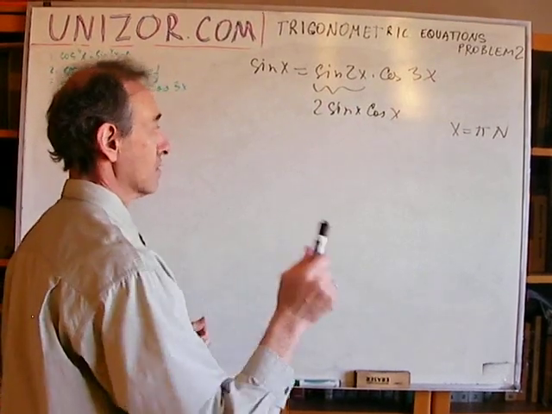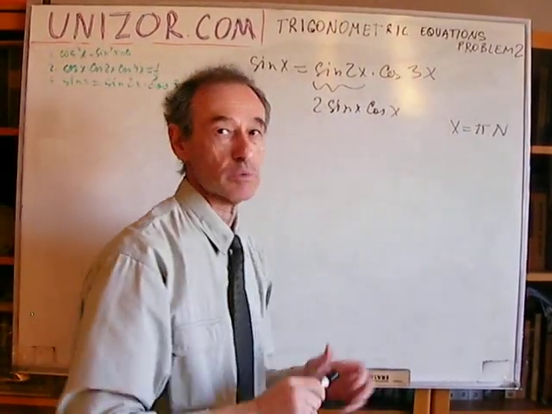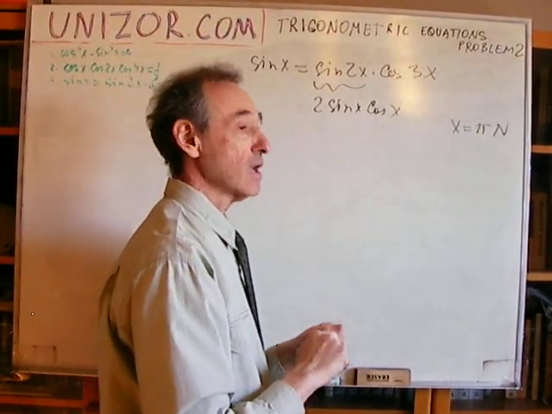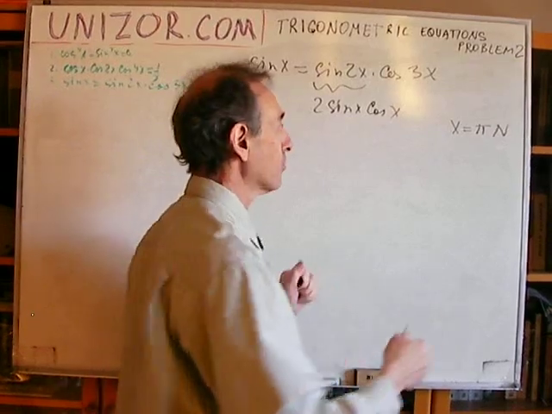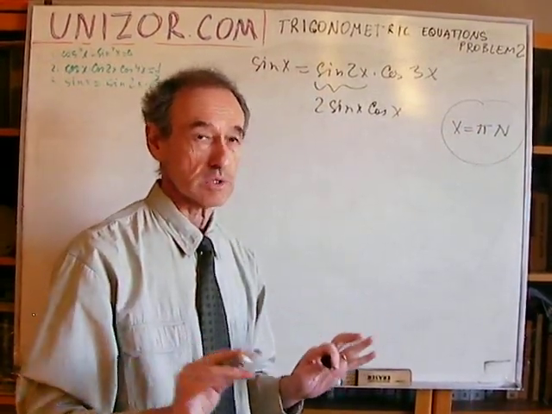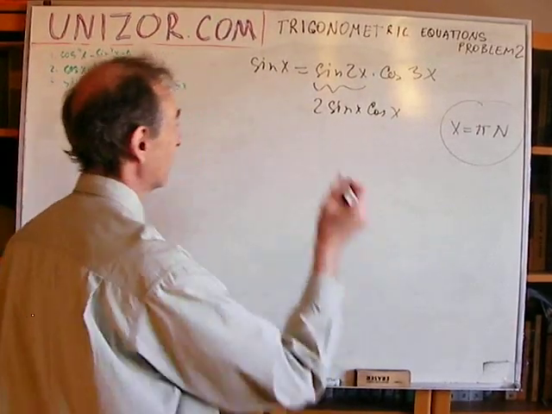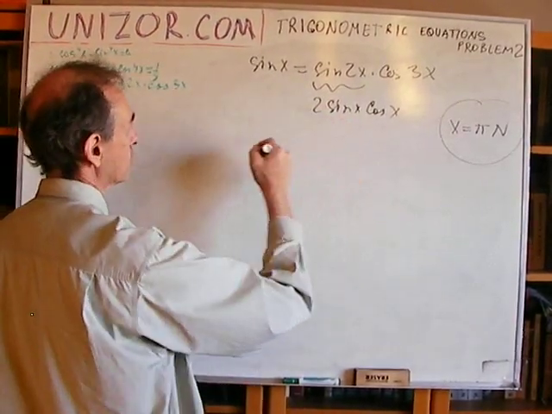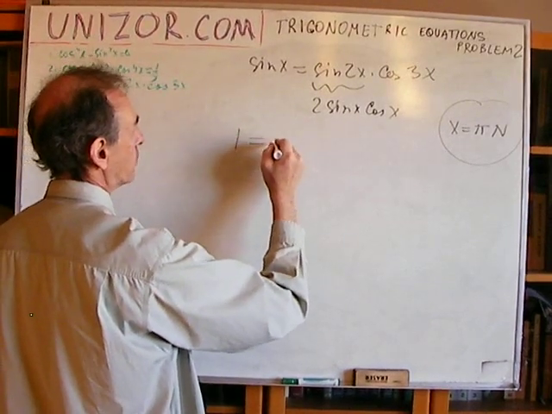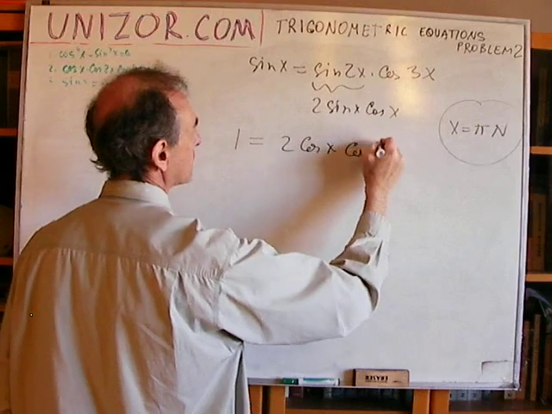However, that's not the case if we reduce. So we might lose these solutions. So what we have to say is, okay, we already got a certain number of solutions. These are solutions, not all the solutions, but solutions nevertheless to the original equation. Now we can reduce it by sine x, and we will have 1 is equal to 2 cosine x cosine 3x.